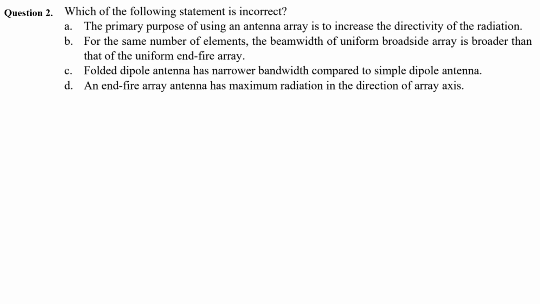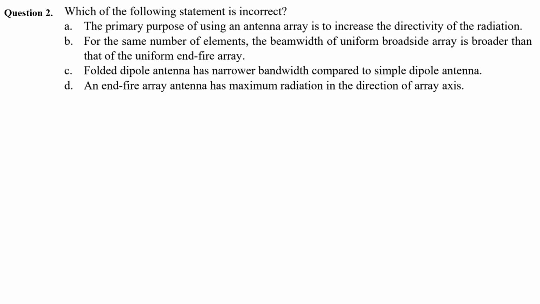Which of the following statements is incorrect? In this problem, 4 statements are given, and we have to select the incorrect one. Option A is, the primary purpose of using an antenna array is to increase the directivity of the radiation. This statement is true. It is one of the main reasons why we want to make an array instead of using a single antenna, because it gives a higher directivity compared to a single element of that array.